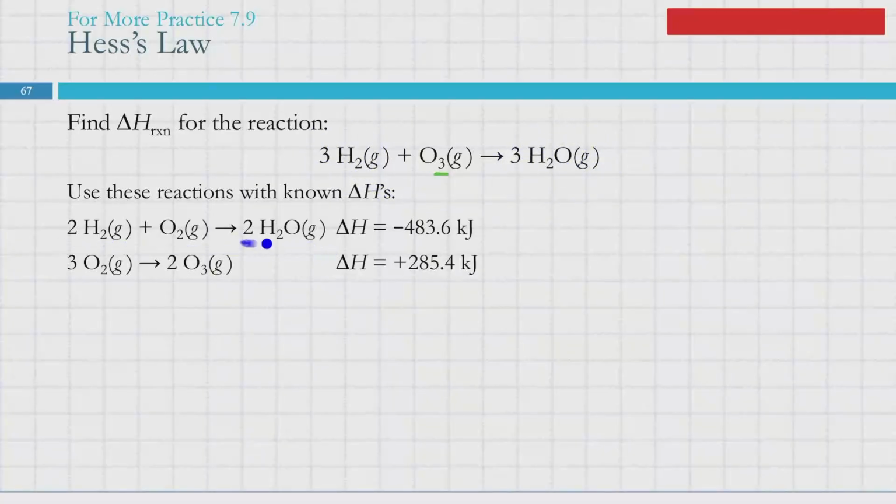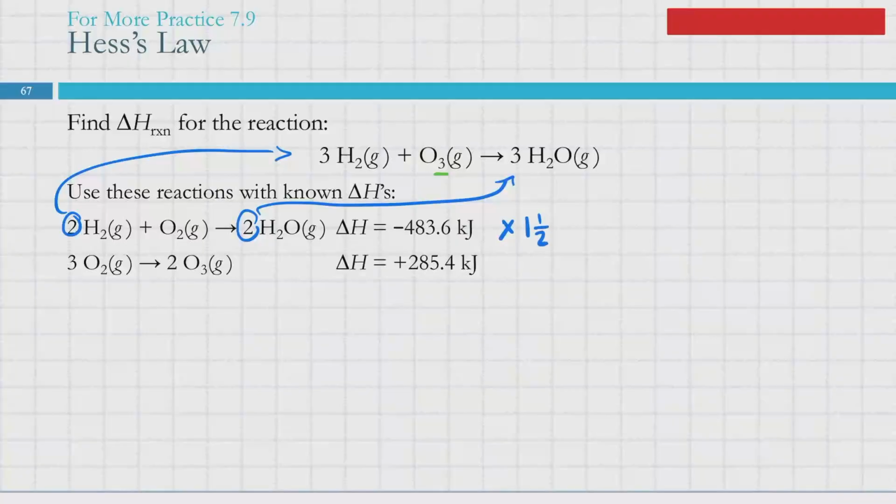Those both show up in our first reaction, but our coefficients, we'll notice, we've got a coefficient of 2 in front of our H2 and in front of our H2O. To get that up to 3, we would need to multiply by 1.5. So then we'll have 3H2 plus 1.5 O2 going to 3H2O. The 1.5 is also going to multiply by our delta H for our first reaction.